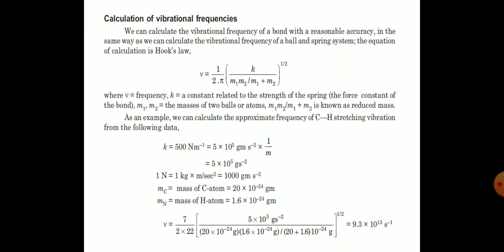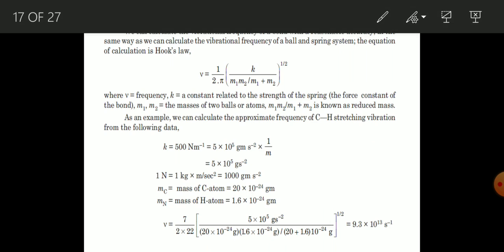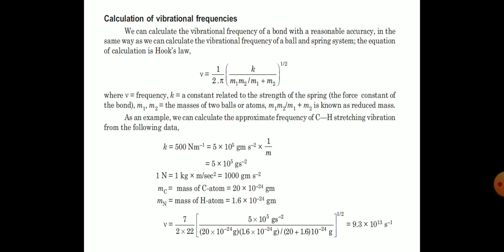We'll take one example: the calculation of vibrational frequency. We can calculate the vibrational frequency of a bond with reasonable accuracy in the same way as we calculate the vibrational frequency of a ball and spring system. The equation for the calculation is Hooke's law, mu is equal to 1 by 2 pi root of k by mu. We know that one. Let us take an example.